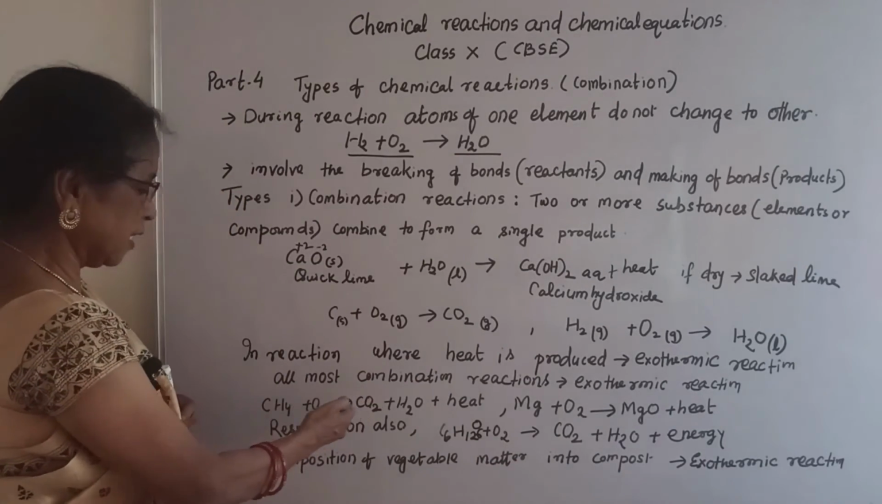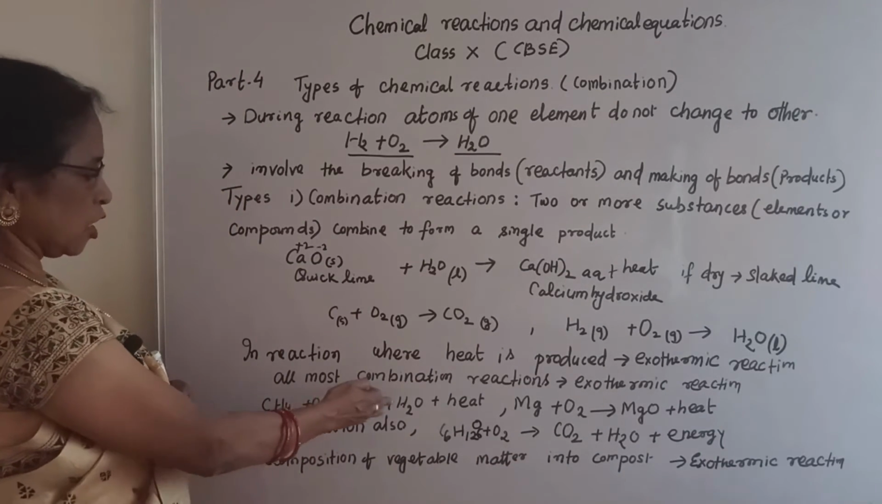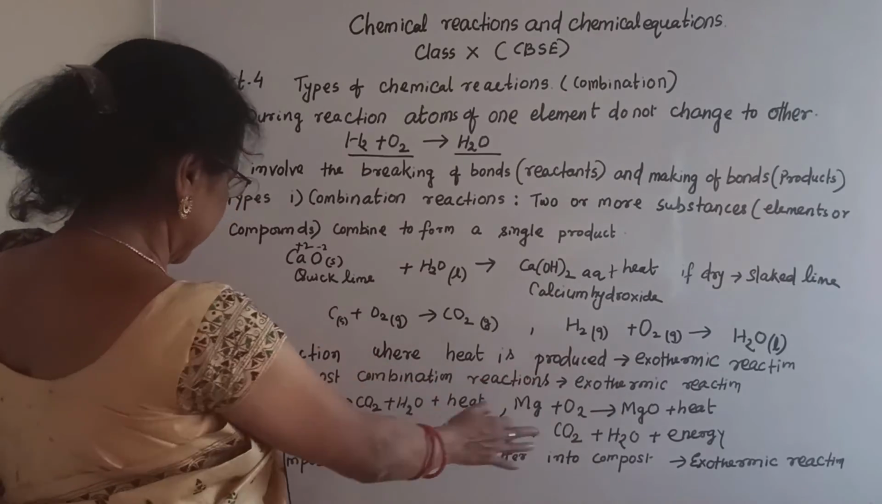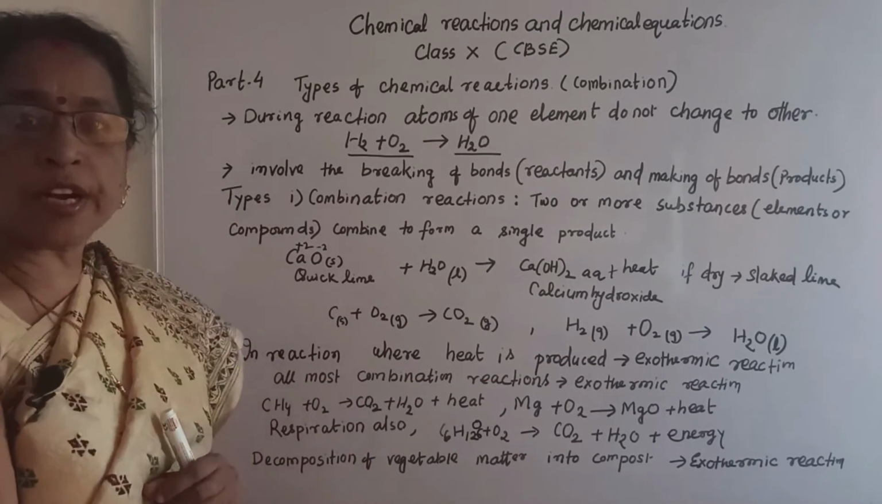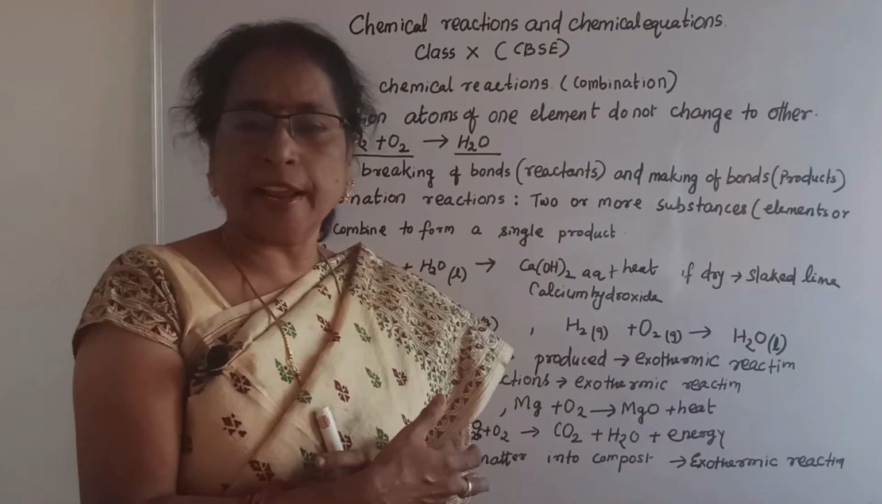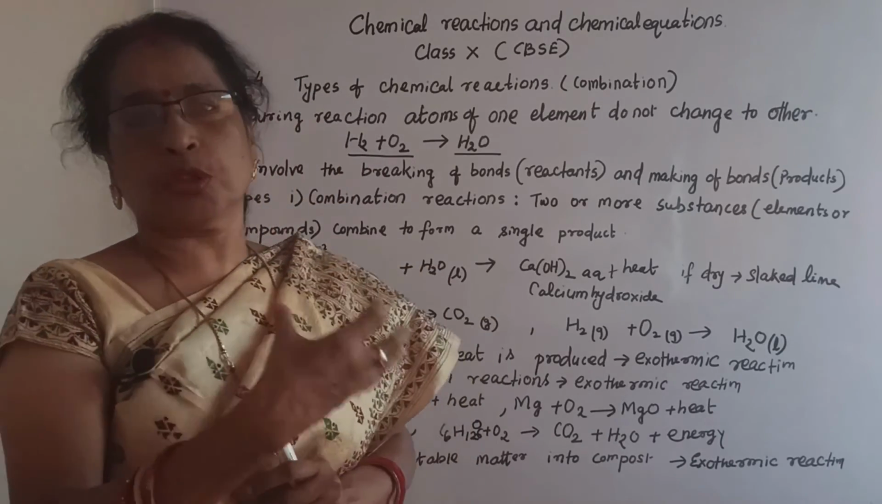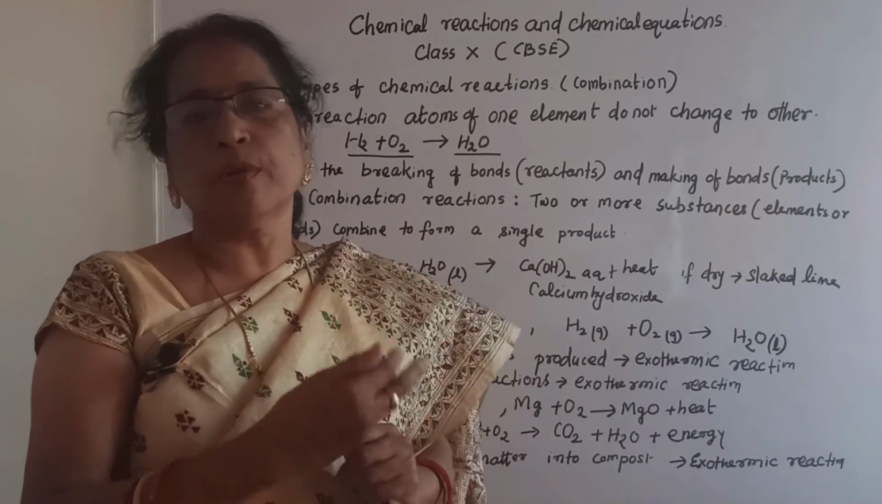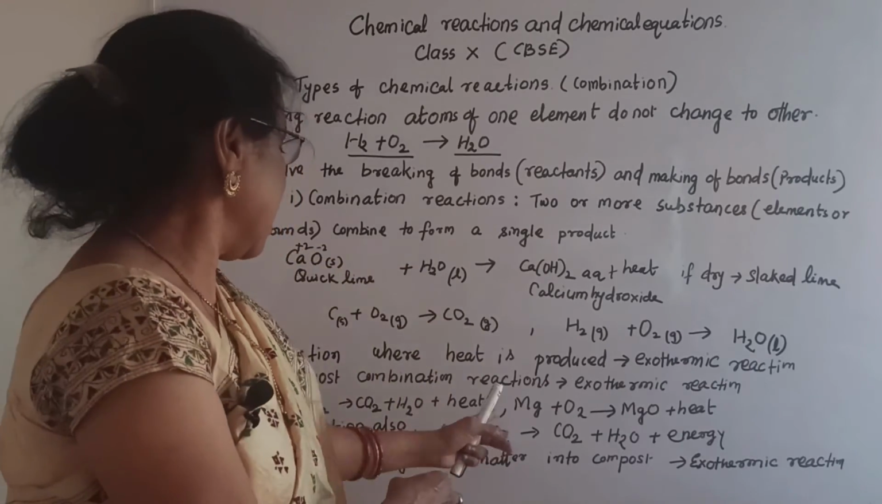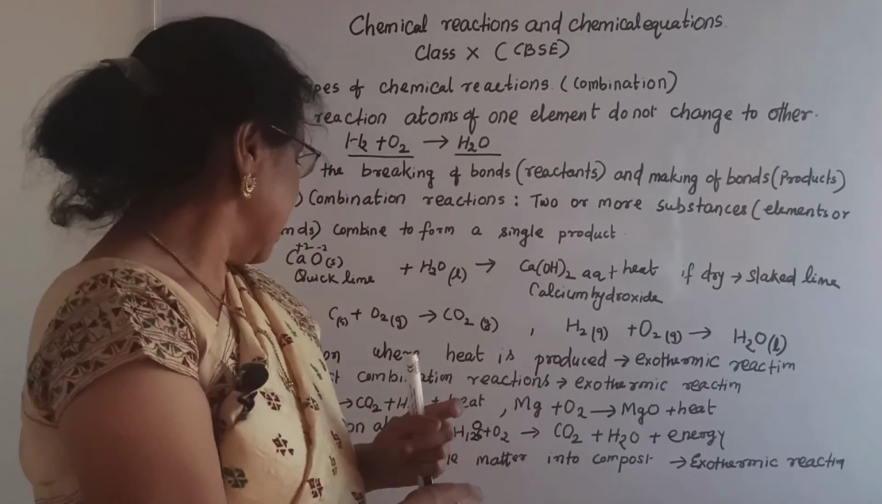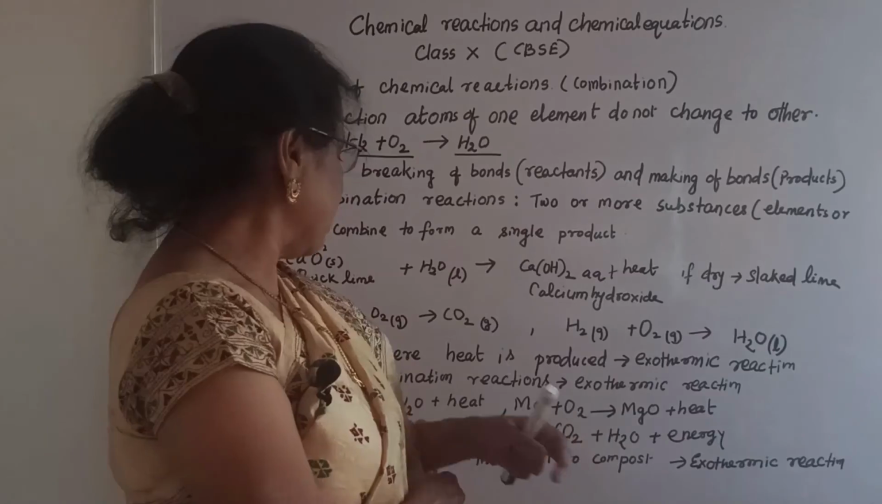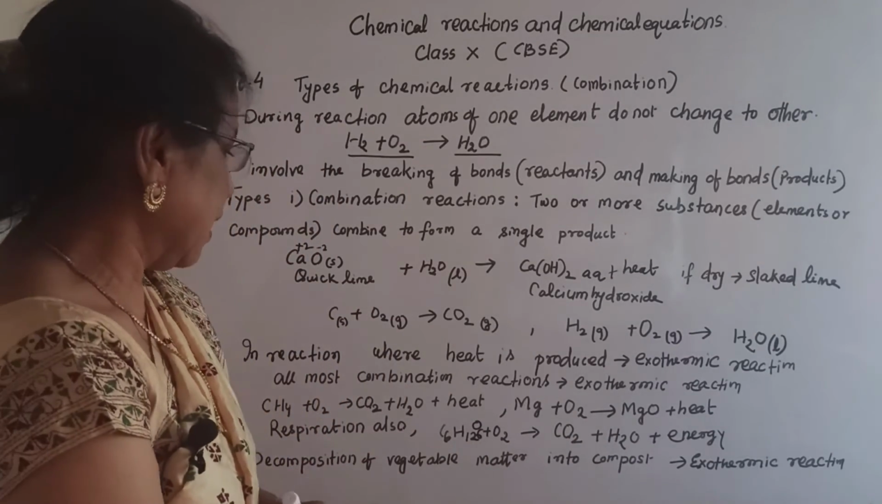And now here, see, these are the examples. Methane plus oxygen gives heat, and also respiration, which is very important, known as an exothermic reaction, where the glucose obtained from our food materials, carbohydrate, with the help of oxygen changes to carbon dioxide, water and energy.